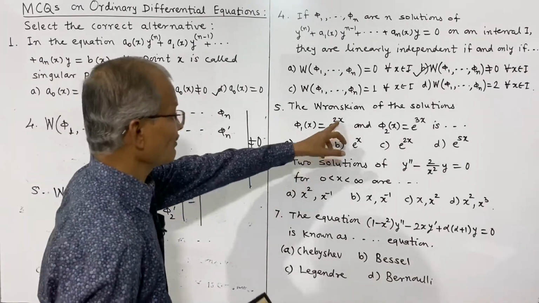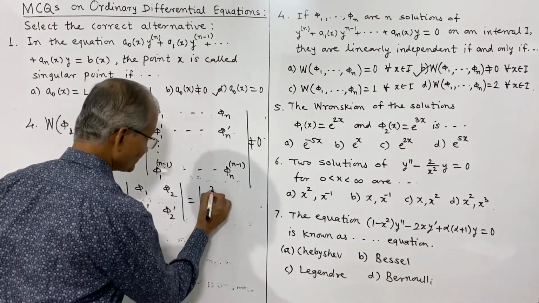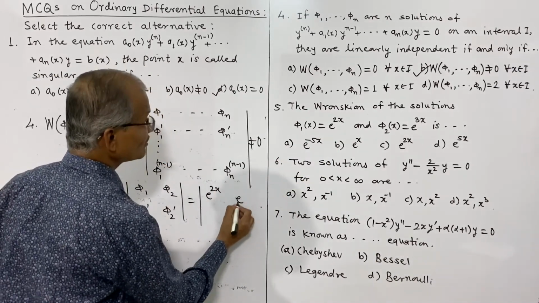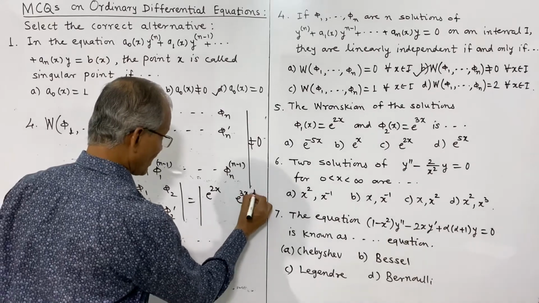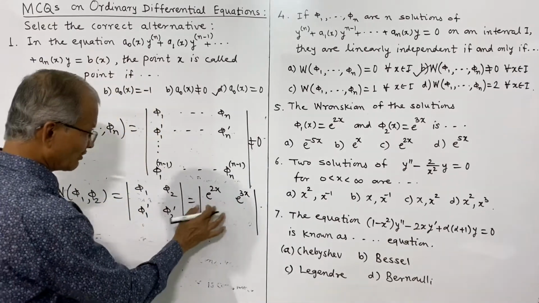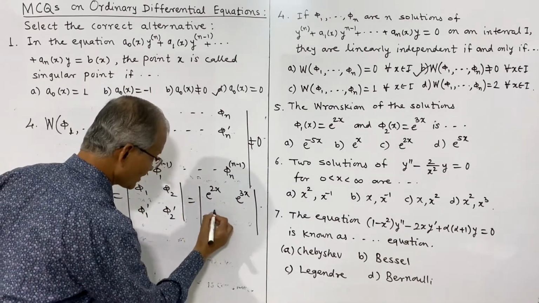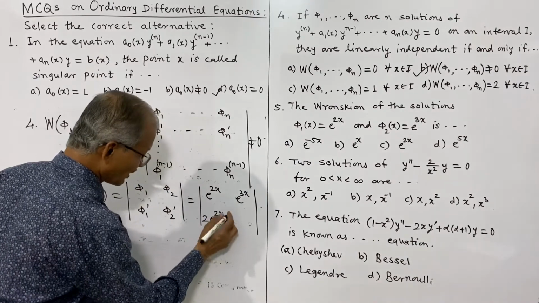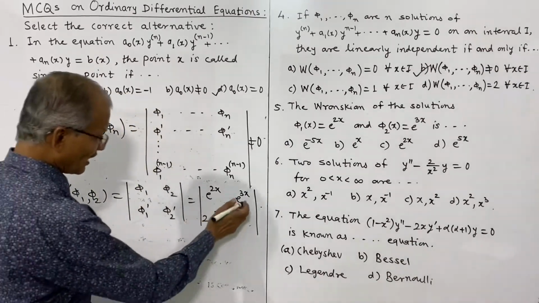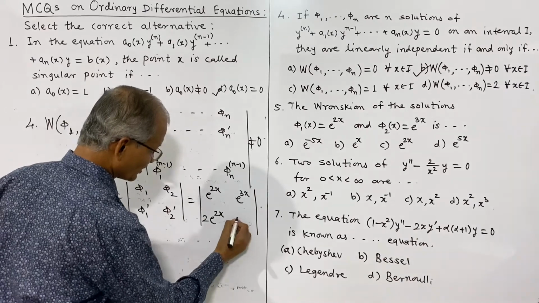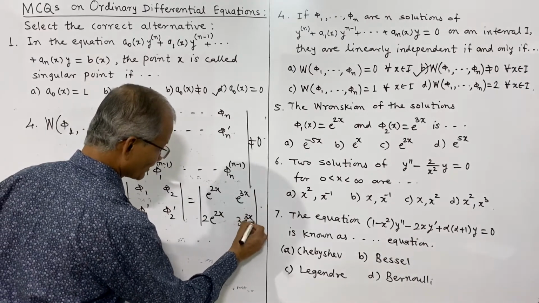Phi 1 is e power 2x and phi 2 is e to the power 3x. And now what will be their derivatives? We know derivative of e to the power 2x is twice e to the power 2x, and this will be e to the power 3x into 3, that is 3 e to the power 3x.